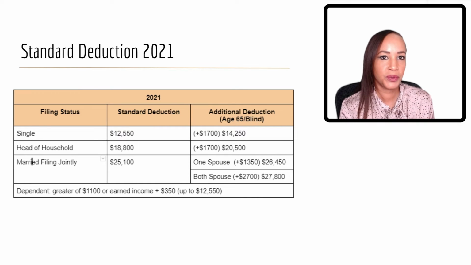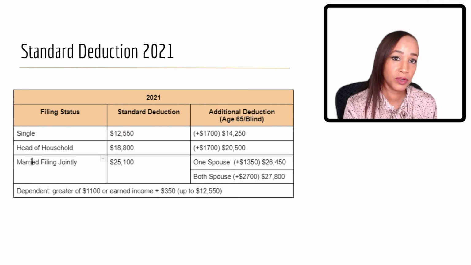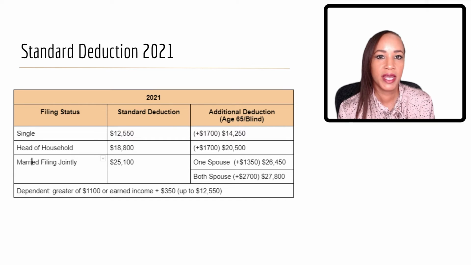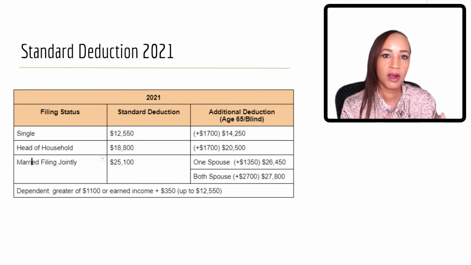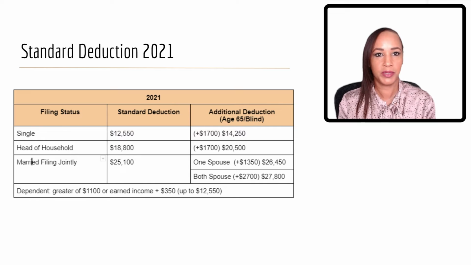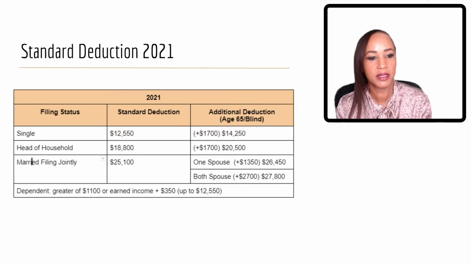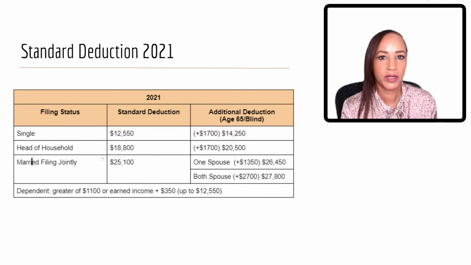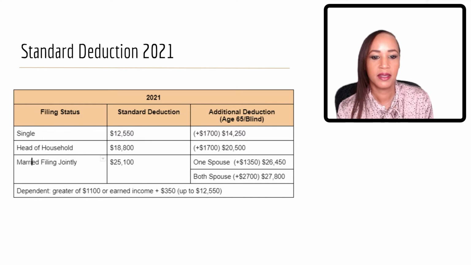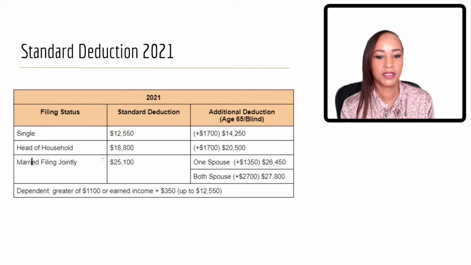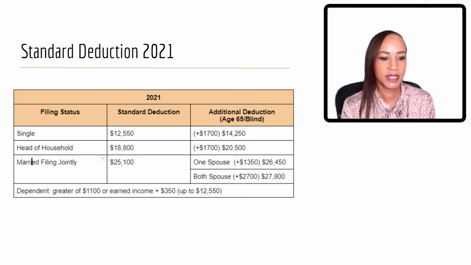Likewise, if you qualify as head of household, and qualifying for head of household basically means that you are unmarried and you do have a dependent, a qualifying child or a qualifying relative, your standard deduction is going to be $18,800. And again, you get to add an additional $1,700. That additional deduction goes down a hair when you're married filing jointly. That standard deduction is $25,100.